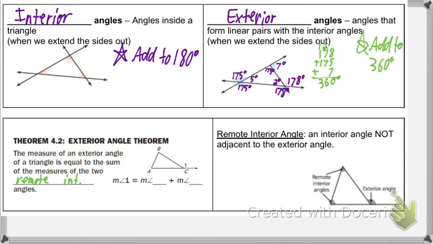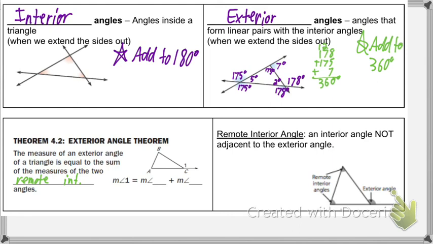So the idea is that remote interior angles are the interior angles not adjacent to, or not touching, the exterior angle. So if this is our exterior angle over here, this is not a remote interior angle because it's touching. But these two are remote interior. They're not touching and they're interior. So if angle 1 is the exterior, angles A and B are remote interior, but this angle C would be just a normal interior. Does the idea of a remote interior angle make sense to us or no? Quentin?